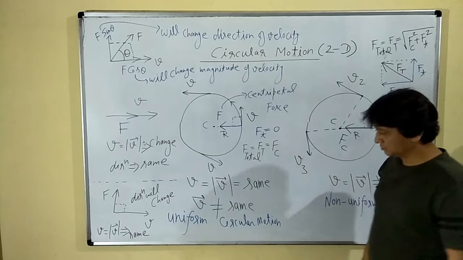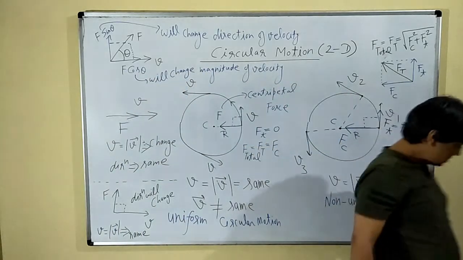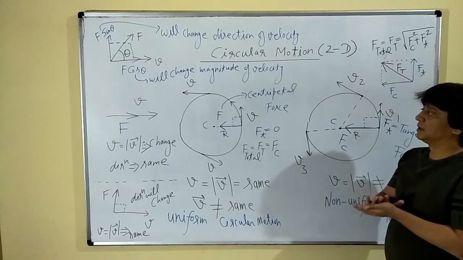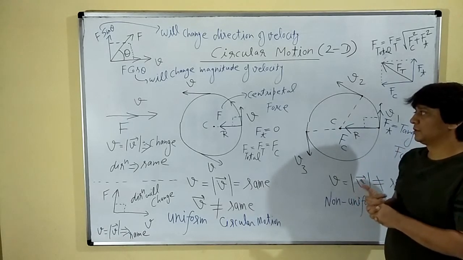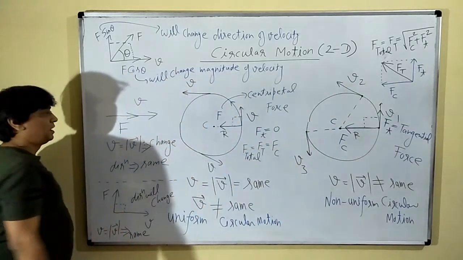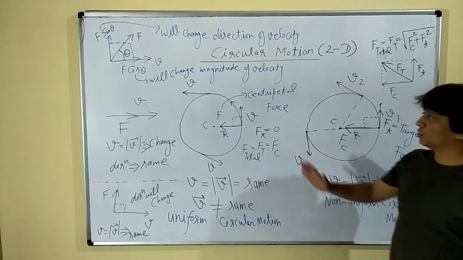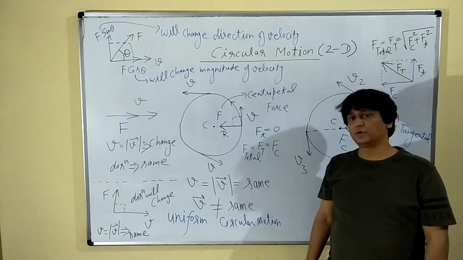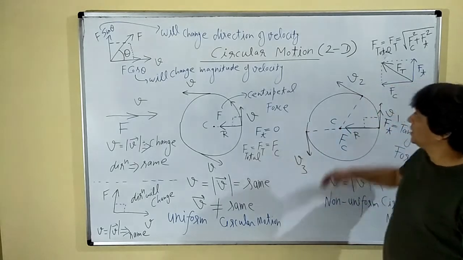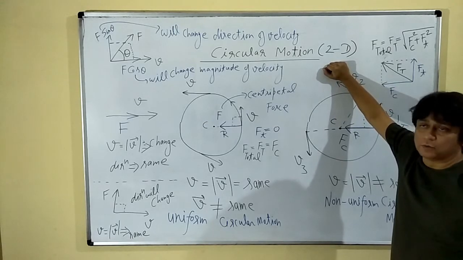In uniform circular motion, as magnitude of velocity remains same, no force acts in the direction of velocity vector. That is, tangential force is zero.